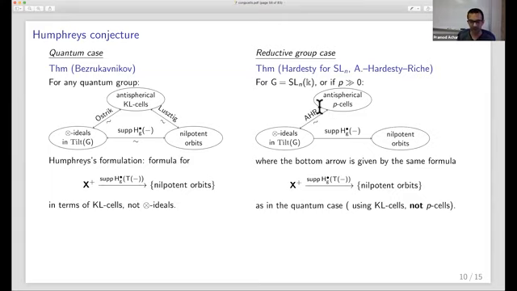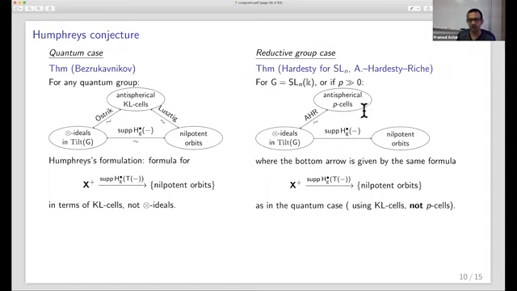Okay, so this arrow was in the first part of the talk. This is a bijection that we already had. This is easy. What we proved is that the map along here is given by Humphreys' formula. It's the same map as in the quantum case. It's a formula for the support of the cohomology of a tilting module and involves Kazhdan-Lusztig cells, not p-cells. So what we proved is that this map is given by the formula that Humphreys conjectured.